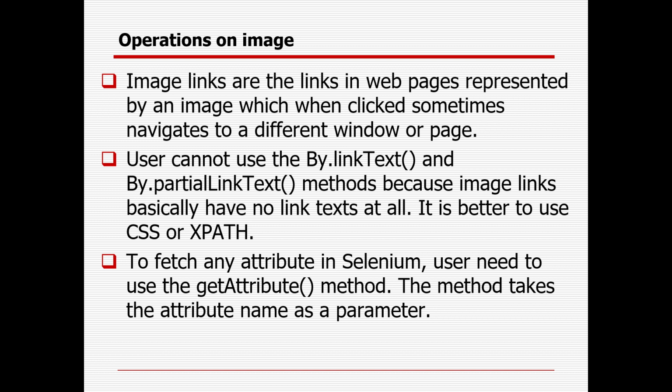Image links are links in web pages represented by an image, which when clicked sometimes navigate to a different window or page. The user cannot use the link text or partial link text method, because image links basically have no link text at all. It is better to use CSS or XPath. To fetch any attribute in Selenium, the user needs to use the getAttribute method. The method takes the attribute name as a parameter.